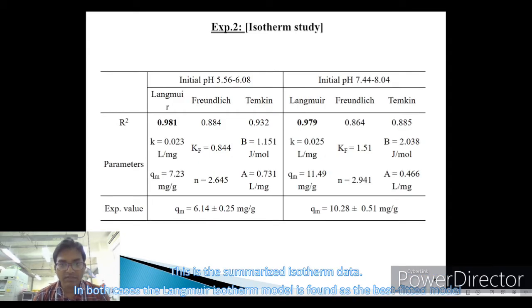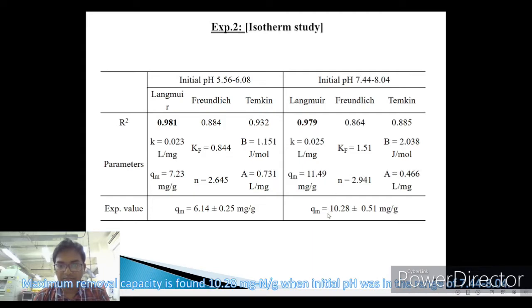So these are the summarized results for the isotherm study. It has been found that in both cases the Langmuir isotherm model fitted best among these three models, and maximum removal capacity is found at around 10.28 milligram nitrogen per gram when initial pH was 7.44.